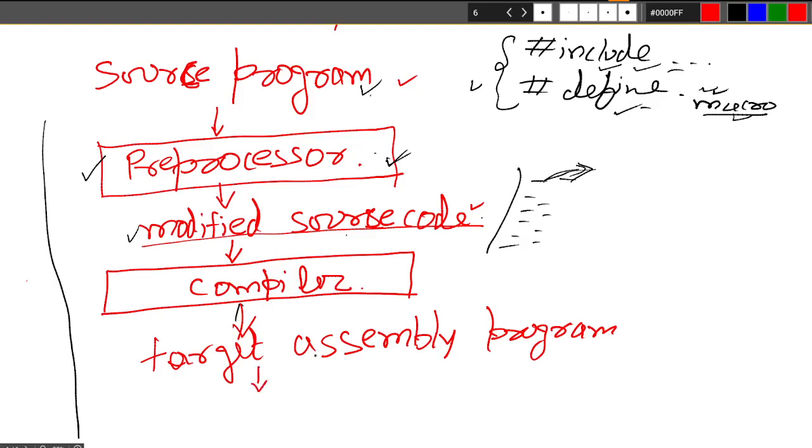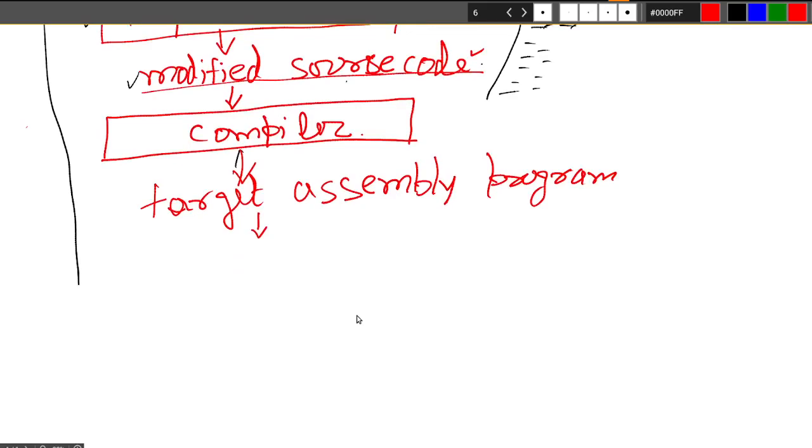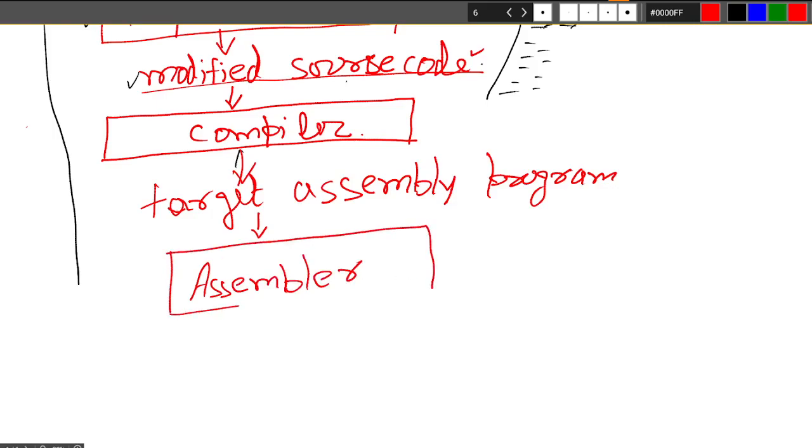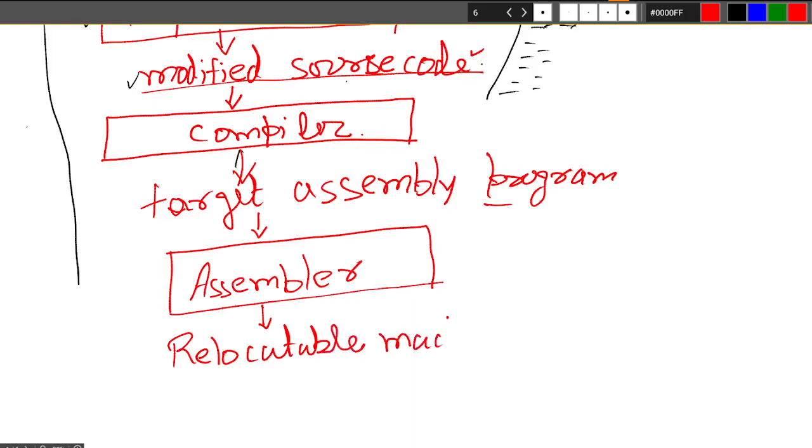Now this target assembly program is fed to an assembler, for an assembly language program. What the assembler does is interpret your assembly language program, or convert it to relocatable code. So this machine code will be relocatable.